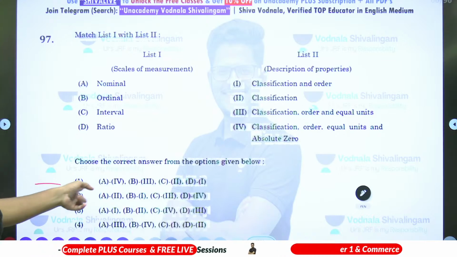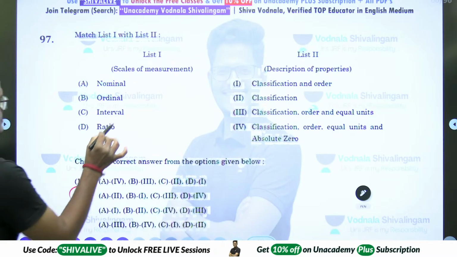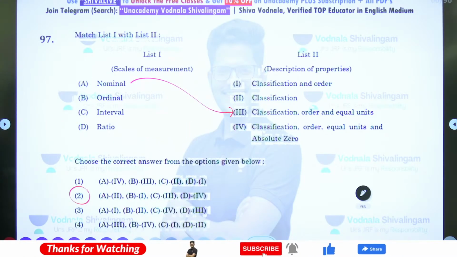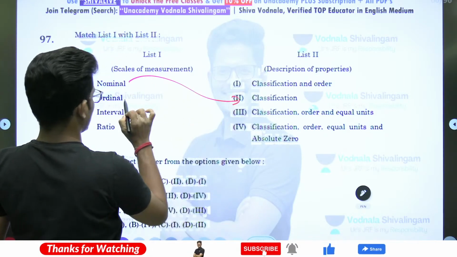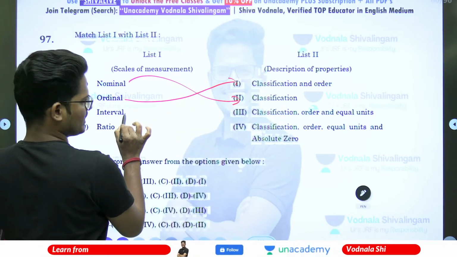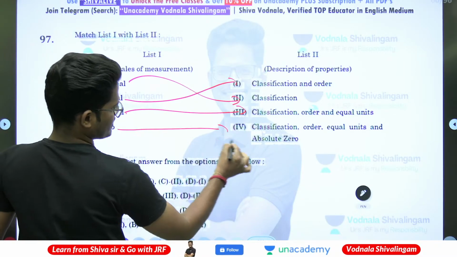So the answer for this question is B. Nominal: only classification. Ordinal: classification and order. Interval, which is the third one: classification, order and equal intervals. Ratio has an absolute zero.